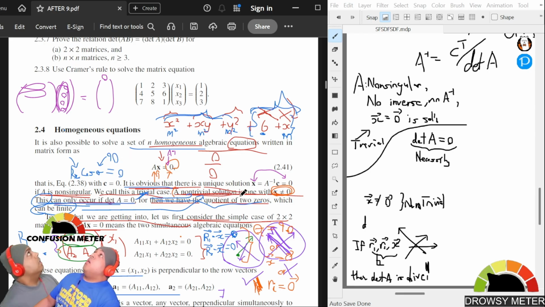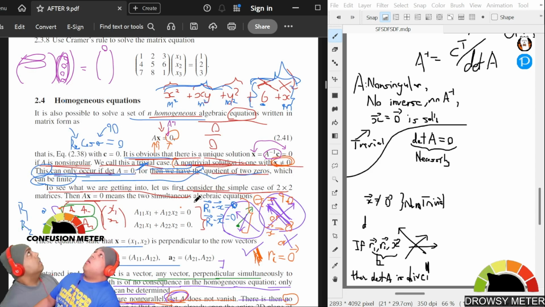But then we can have a quotient of 2 zeros, which can be finite. Quotient of 2 zeros. I guess we're talking about here, right? c is 0, and A inverse would be... the cofactor matrix transposed. This would also be 0 and 0, right? Would it?